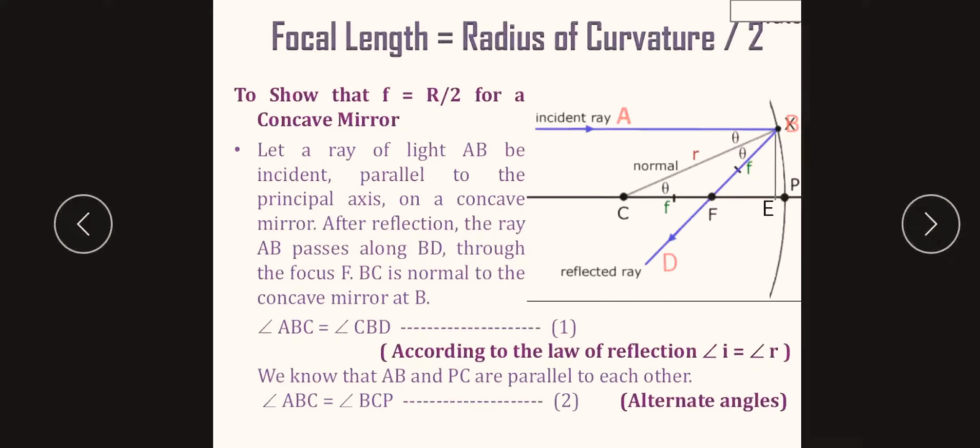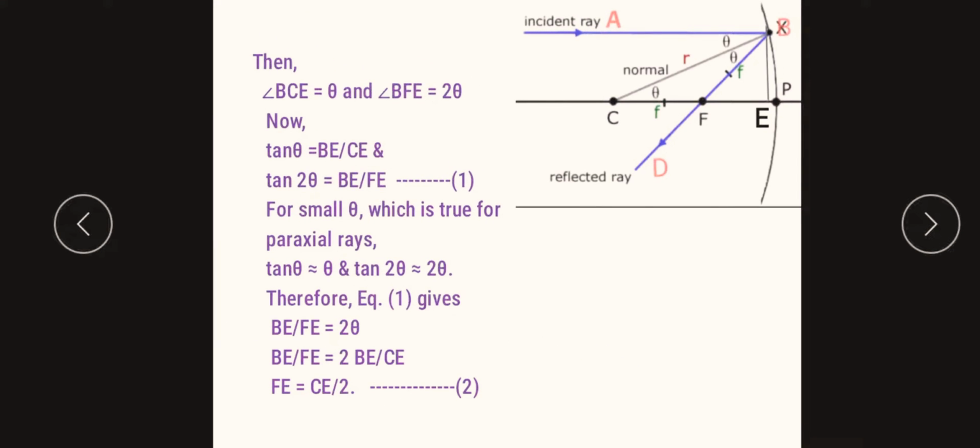See here, that's why the angle ABC is equal to angle BCP. Angle ABC is equal to angle BCP. They both are equal to theta. And then according to the diagram, again I will explain like this.